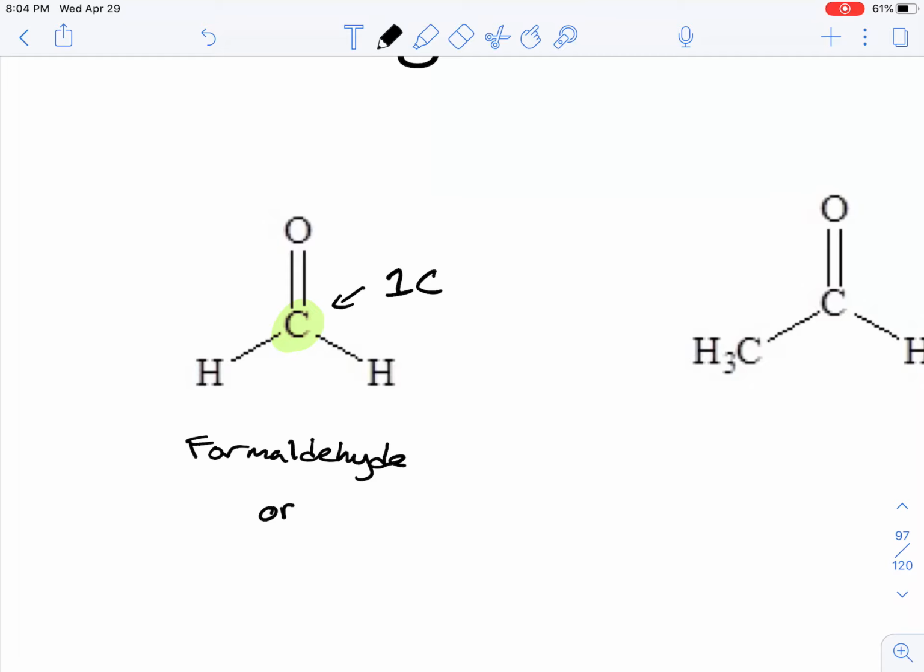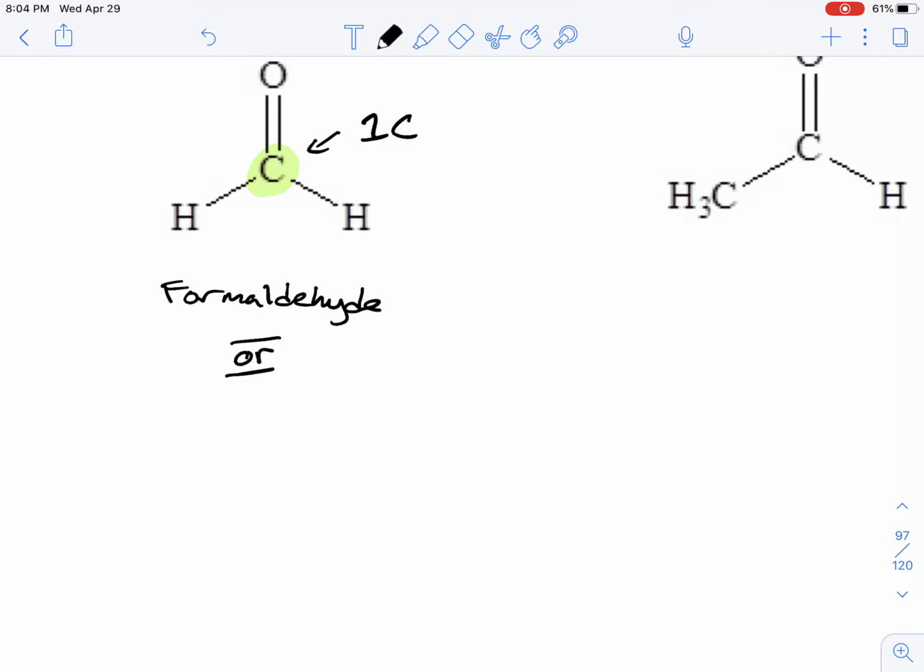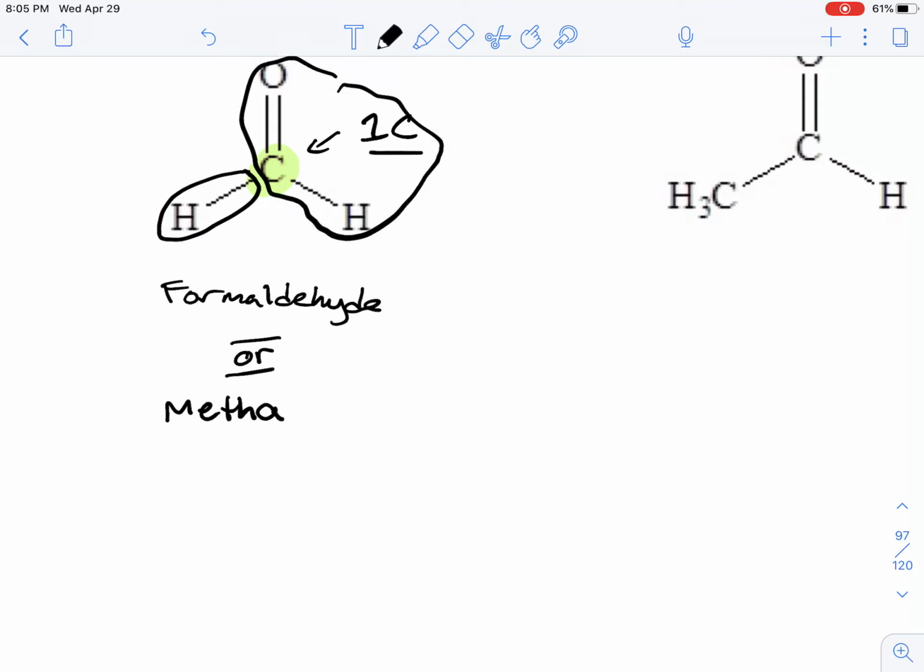Now, if you guys didn't know or remember the common name of a 1-carbon aldehyde, you can go ahead and use the IUPAC convention to name this 1-carbon aldehyde. Since it's 1 carbon, we can use the prefix meth, since everything is a single bond. The single bond that I'm looking at is with the R group. I know that there's a double bond between the C and the O, so I don't really count that.